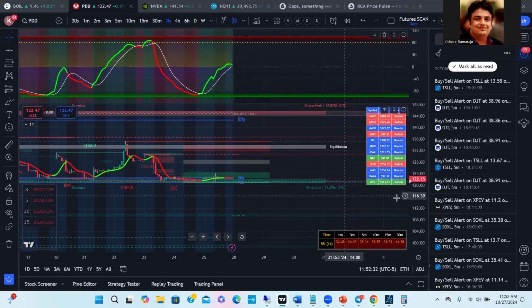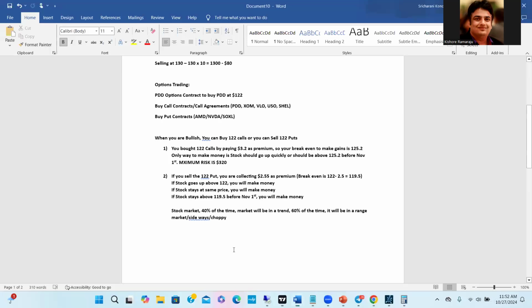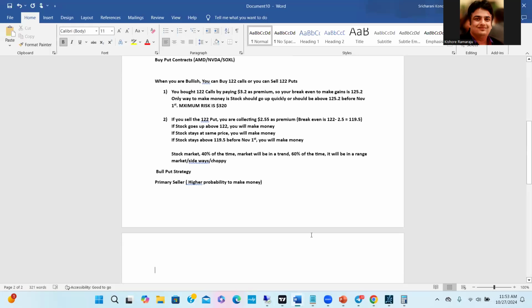So that's why we do something called a bull put. What is a bull put? Bull put strategy. You are primarily a seller because you have more chances of success, higher probability to make money. Then you are also a buyer to mitigate any sudden risk.